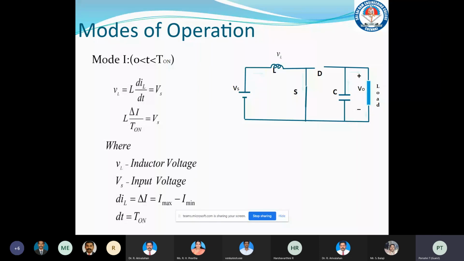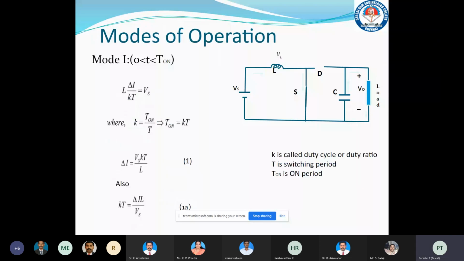Again, del I is I max minus I minimum, and dt is the on period of the switch. And again, we can rewrite the above equation by substituting T on is equal to KT. And from this, we can write del I is equal to Vs into KT by L. And we can again write T on, which is KT, equal to del I L by Vs.